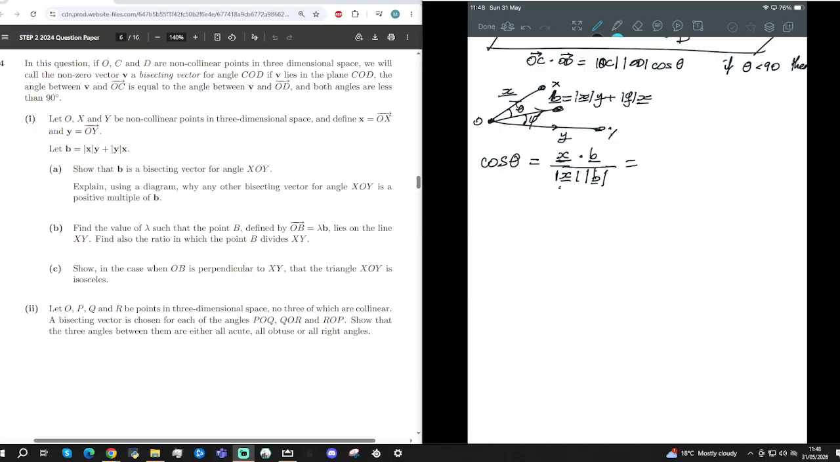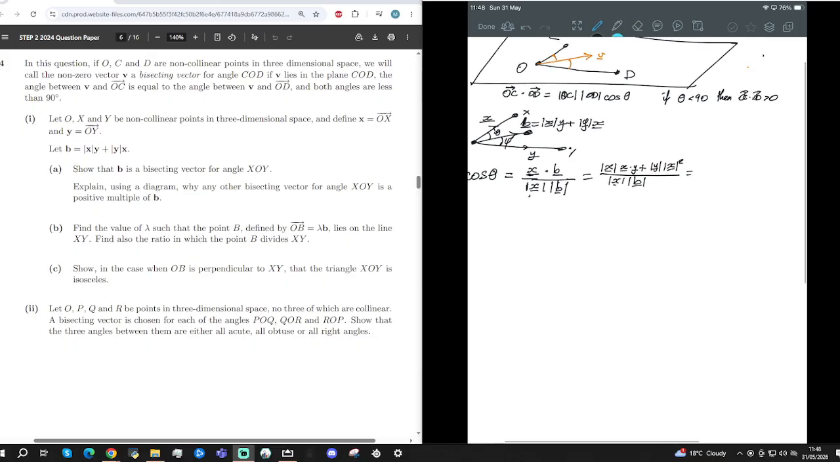So the numerator is going to be mod x dotted with y, so x dot y, plus mod y, and x dot x is just mod x squared, over mod x mod b. I've used multiple facts there. I've used the fact that the dot product is distributive over addition.